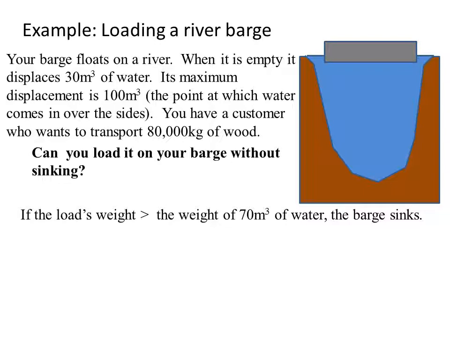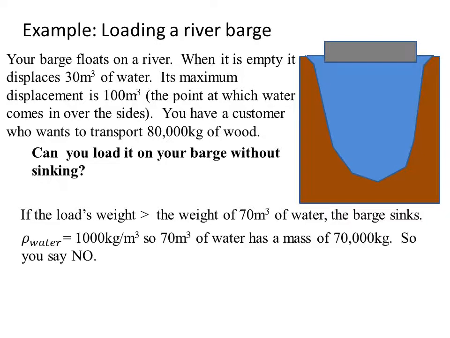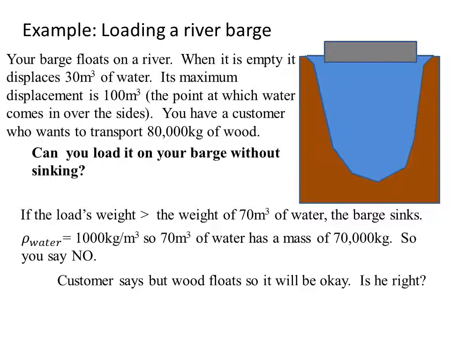If the load's weight is greater than the weight of 70 cubic meters of water, your barge will sink. Rho of water is equal to 1,000 kilograms per cubic meter, so 70 cubic meters of water has a mass of 70,000 kilograms. So you say no. But your customer comes back and says, wood floats, so it'll be okay. Is he right?